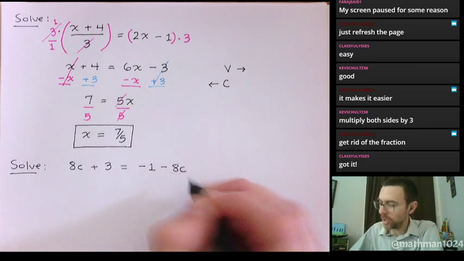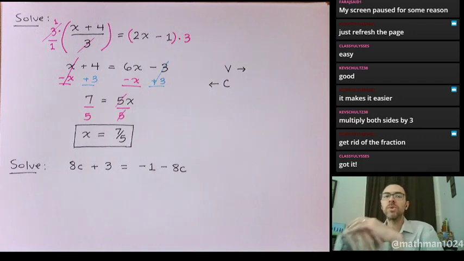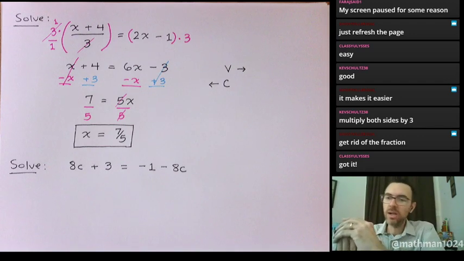All right, here we go. 8c plus 3 is equal to negative 1 minus 8c. So again, I've got variables on both sides. I've got constants on both sides. What am I going to do?